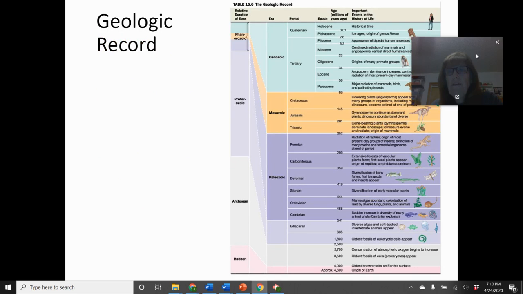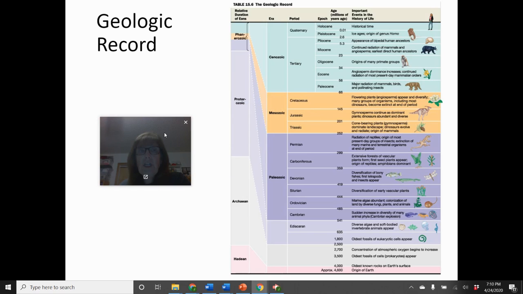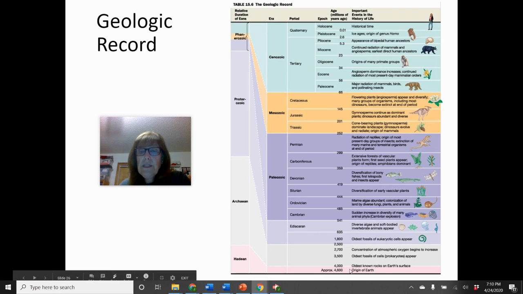All right, so if we look at the geologic record of organisms, okay, and we start down here with the oldest known rocks on Earth, which are about 4,000 years old, or 4 million years. And we know that Earth is 4.6 million years old.